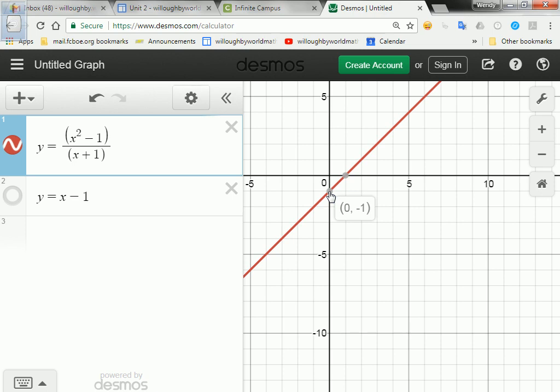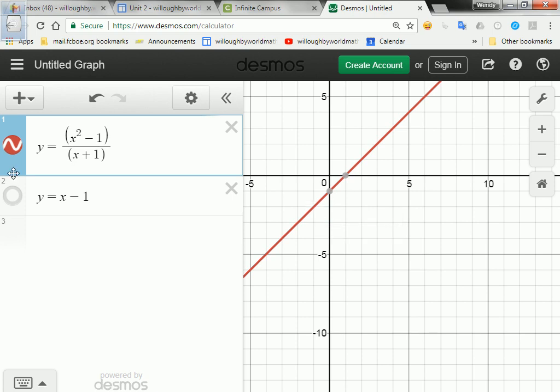What did we say x cannot be? -1. Let's see what happens when I come down here to an x value of -1. What does it say? Undefined. Do you see how it's an open circle right there? So if I were to actually graph this, it would be a straight line that has a hole in it at that undefined value of -1.